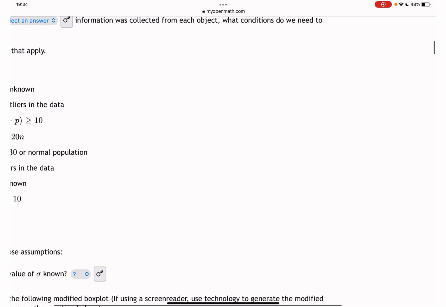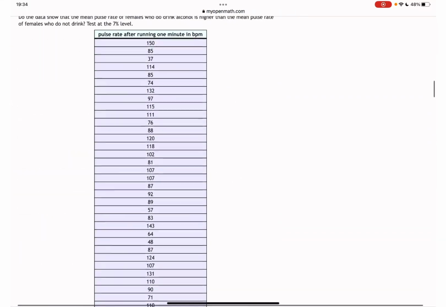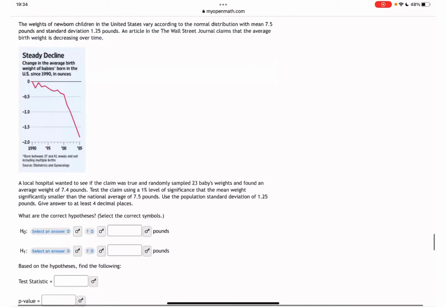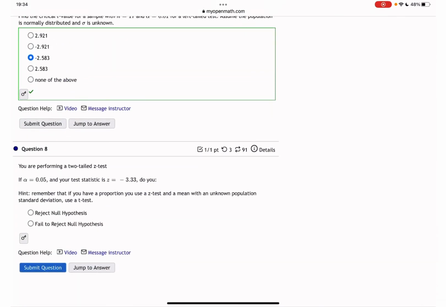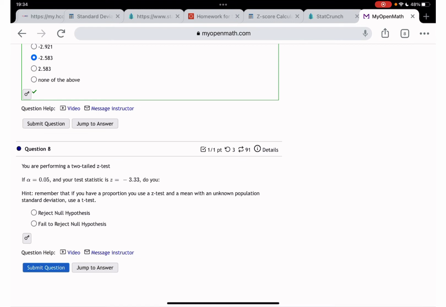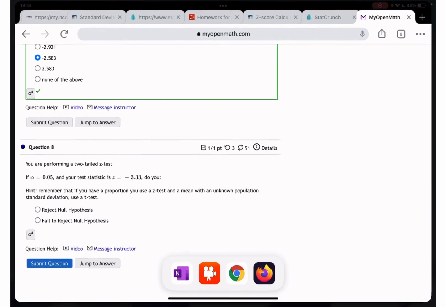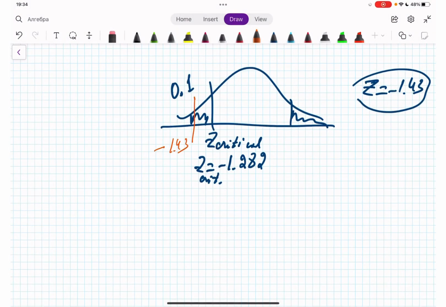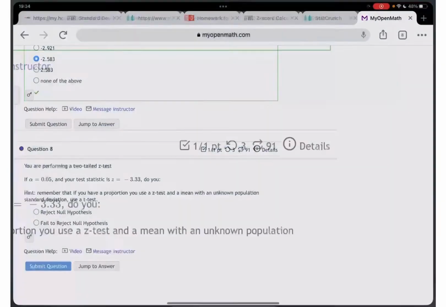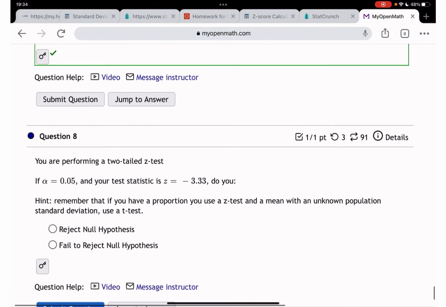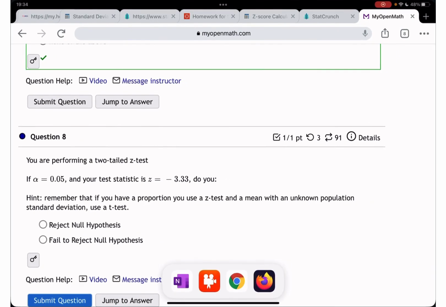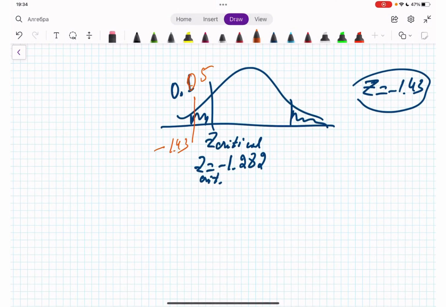So hold on, it doesn't want to accept the submission. Okay, now we should be able to do it. Oh, negative 3.30. It changed the problem. Well, we'll do it again. Alpha equals 0.05. Not a big deal, practicing. And Z was negative, how much? Negative 3.33.